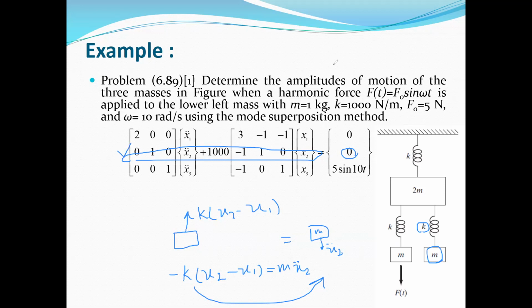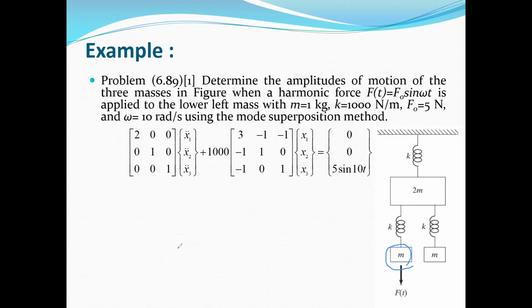And finally, for the last one, this mass m, if you plot the free body diagram, we will have a force for this spring k times x3 minus x1, and also we have the force F. Again, it must be equal to the mass m with acceleration x3 double dot. So you can write the force equation for this mass.